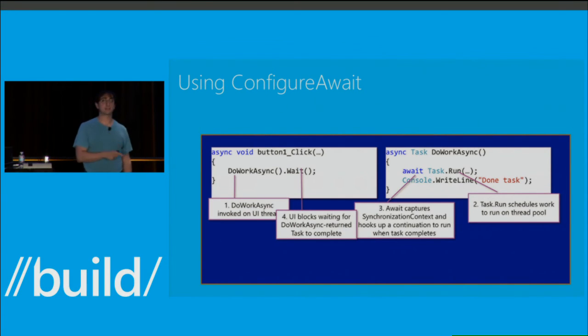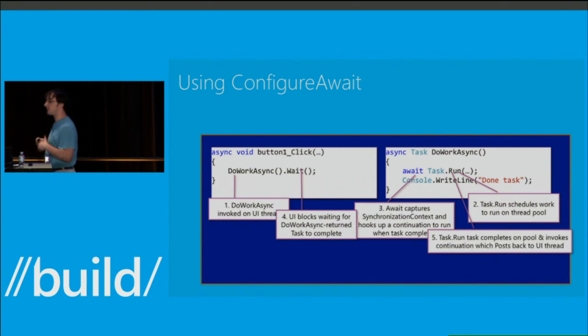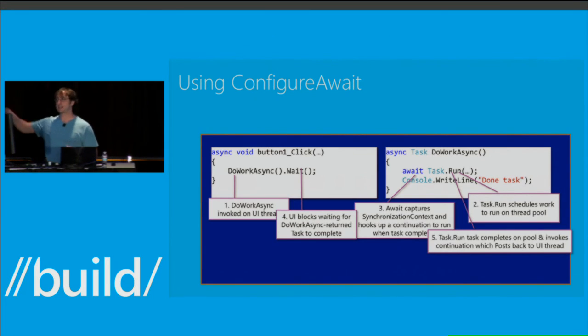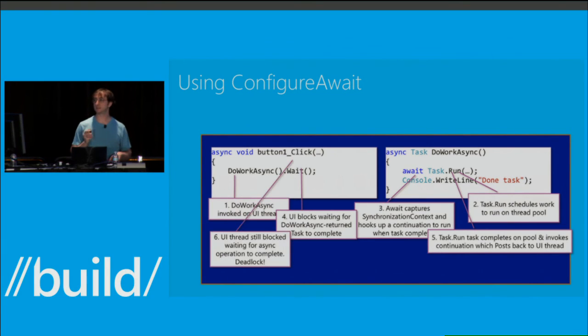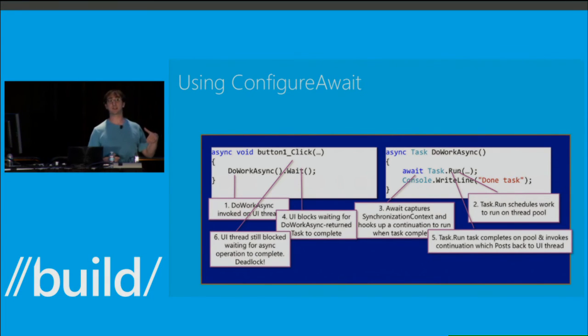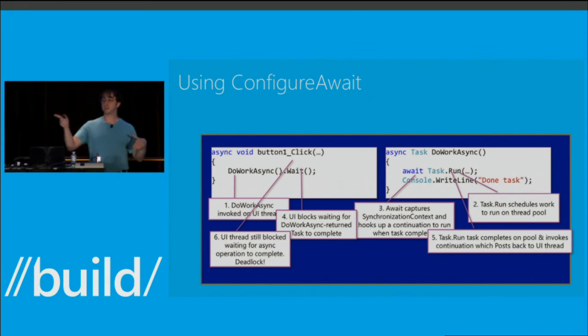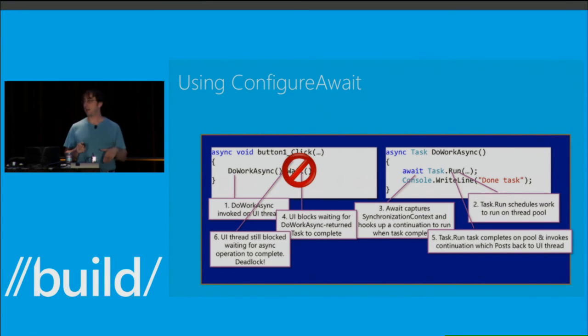We now return back to button click, which calls .Wait, blocking the UI thread. So we're going to block the UI thread until this operation has completed. Eventually, Task.Run is going to complete the asynchronous operation it was doing, and it's going to try and post this continuation back to the UI thread. But our UI thread is blocked. And the only way this continuation is going to be able to run is if our button click returns to the message loop to process more messages. But it's not going to return to the message loop until this wait completes, which isn't going to happen until DoWorkAsync completes, which isn't going to happen until the continuation runs, and we have a deadlock.